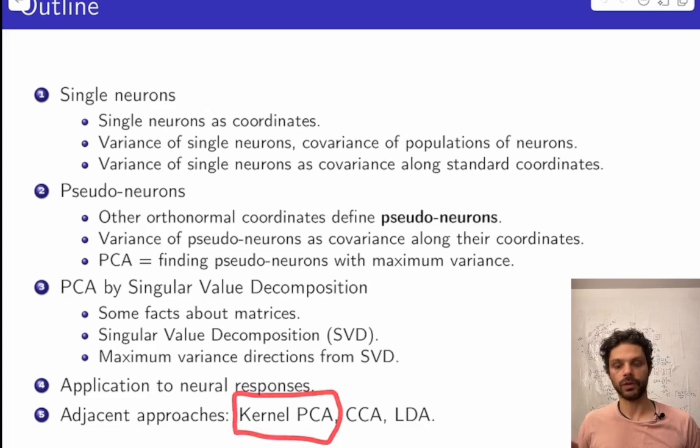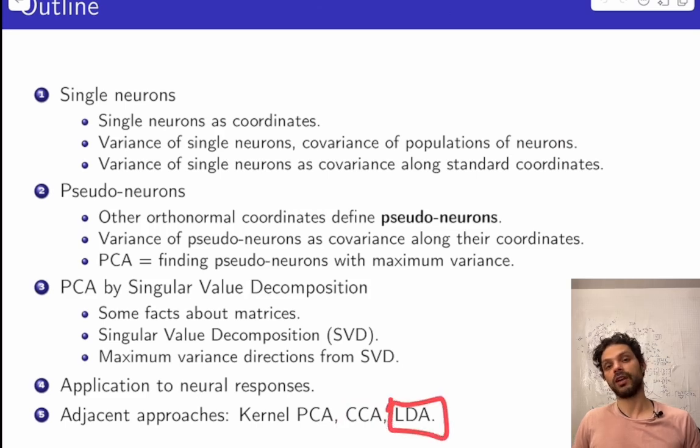Kernel PCA is the one to use. If you want to compare two different data sets, CCA is the one that you want to use. LDA is for the case when you have labeled data. Here we're in kind of an unsupervised setting where the data is unlabeled.